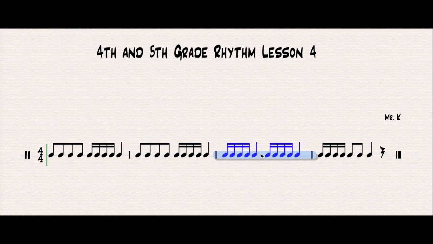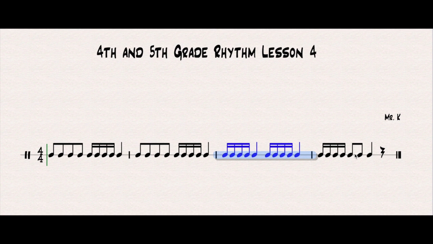Let's take a look at our third measure. 1 and 2. 3 and 4. Do it with me. Ready and count. 1 and 2. 3 and 4. Ready and again. 1 and 2. 3 and 4. One more time. 1 and 2. 3 and 4.